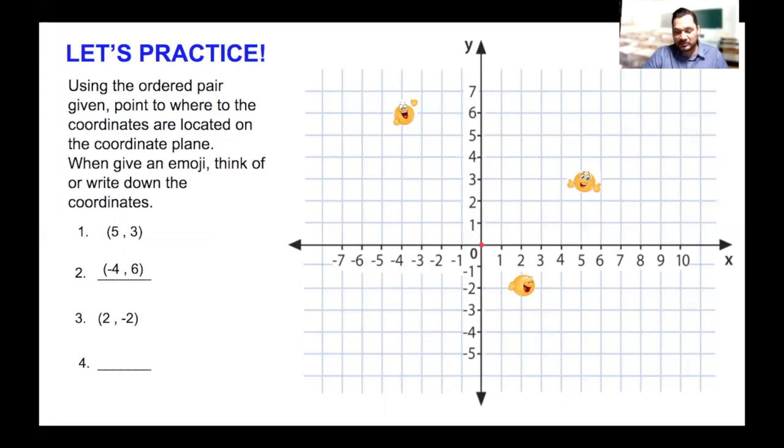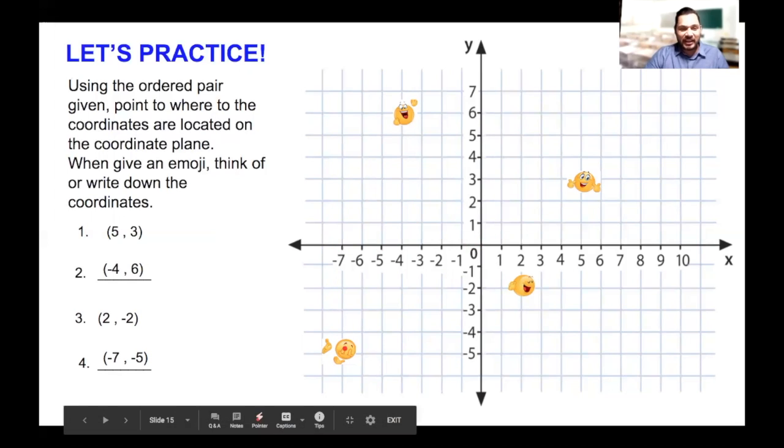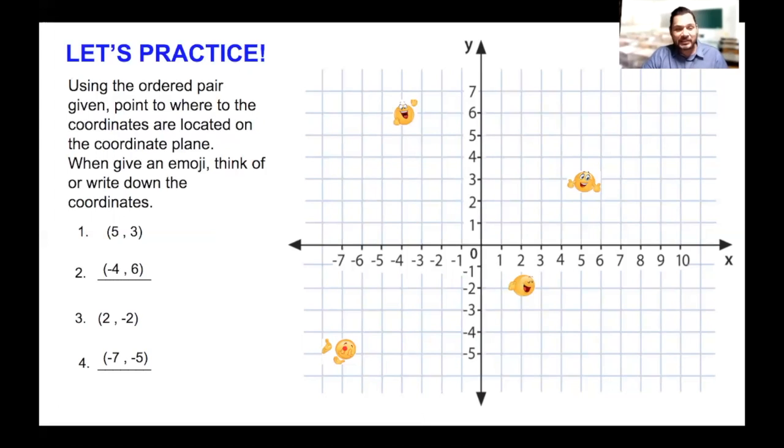Number 4, think of or write down the coordinates for this emoji. Ready? 3, 2, 1. If you answered -7, -5, excellent job. You are on your way to mastery levels. There's a couple things that you probably noticed about the placement of these emojis. First is that they're each placed in their own individual sections of the coordinate grid.